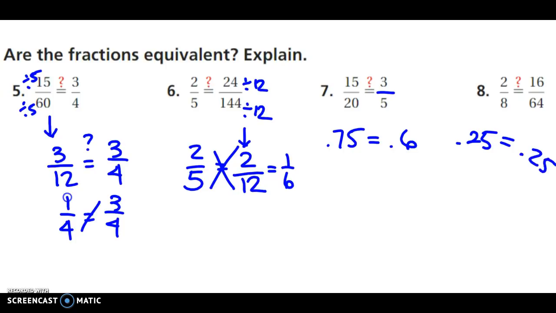Those do give me the same decimal. So the answer here would be yes, these are equivalent, but the rest of them are not.